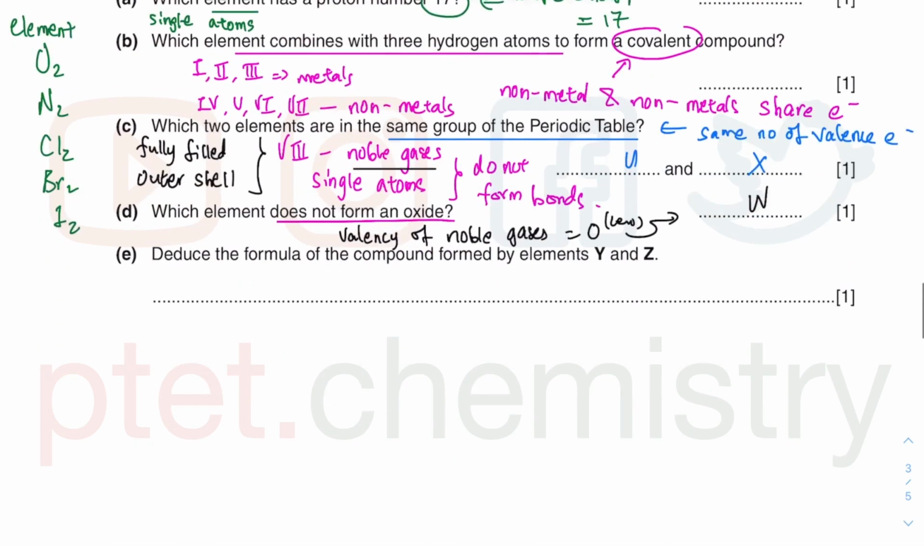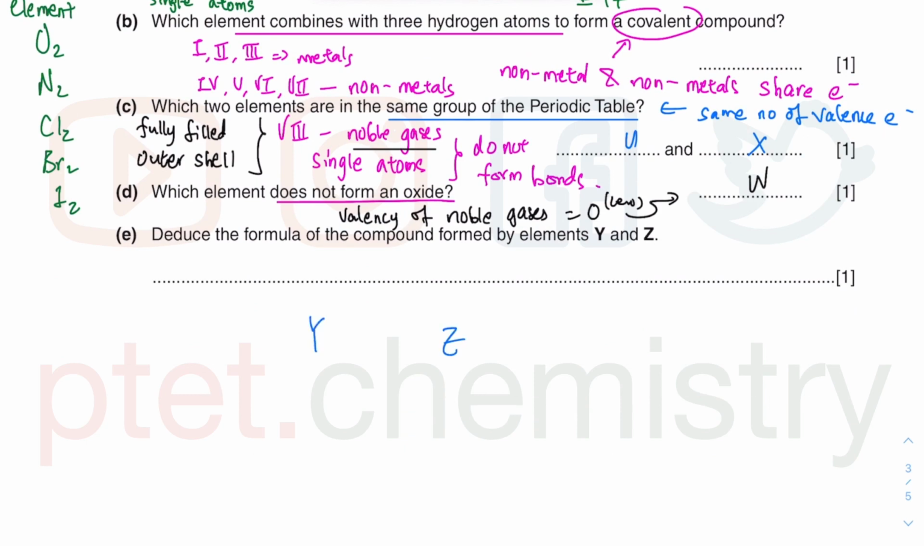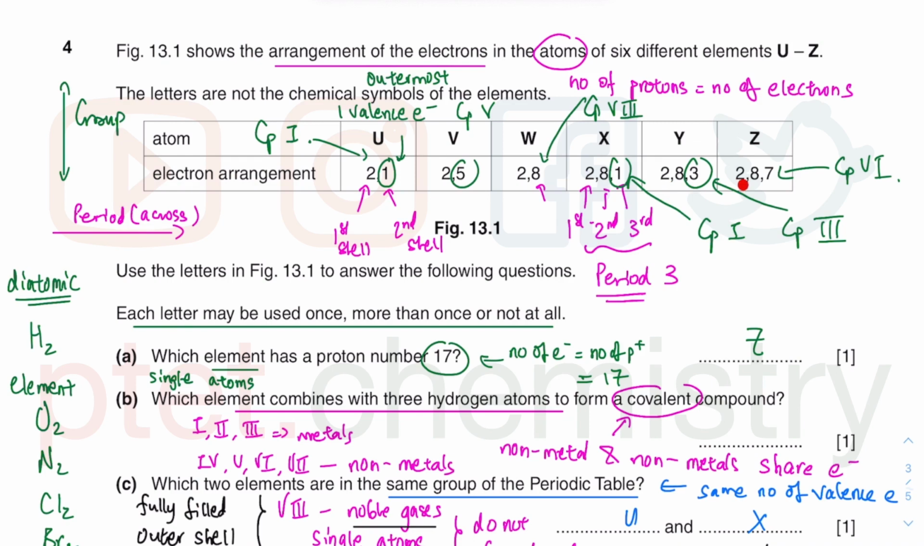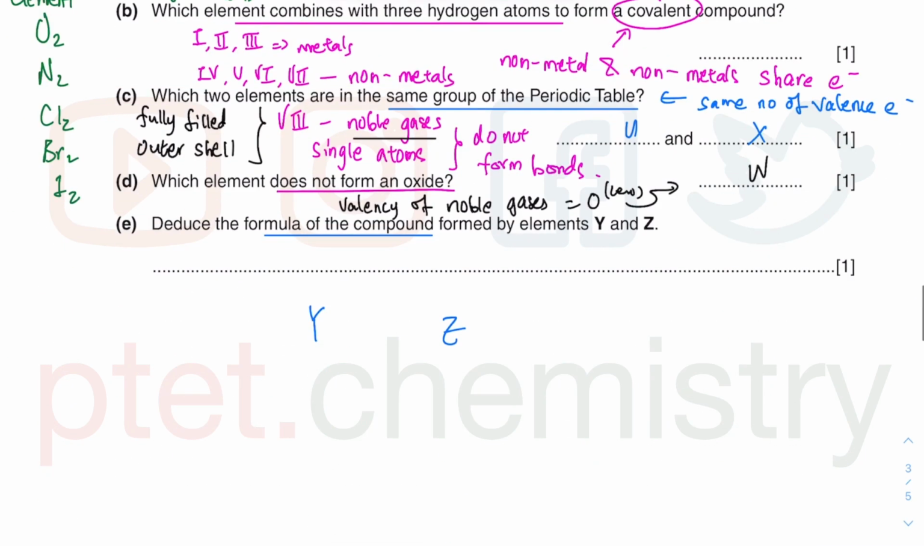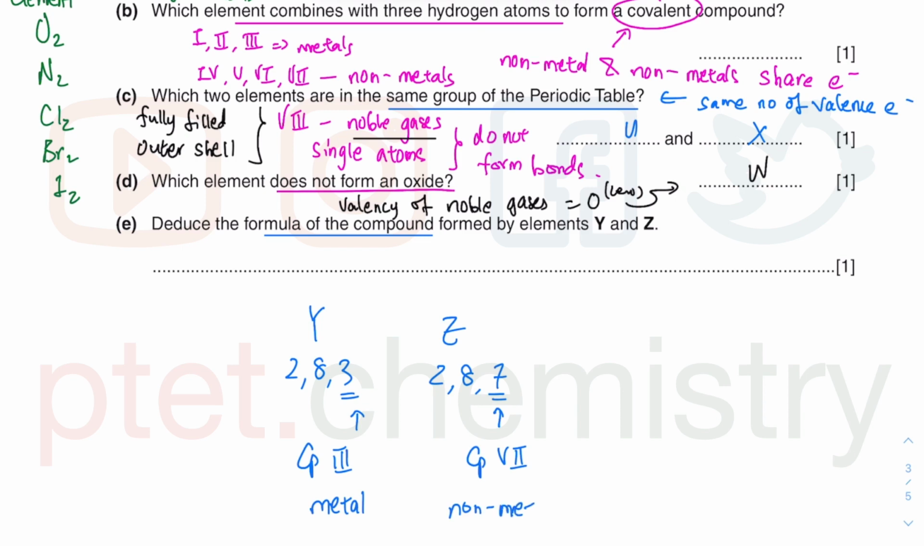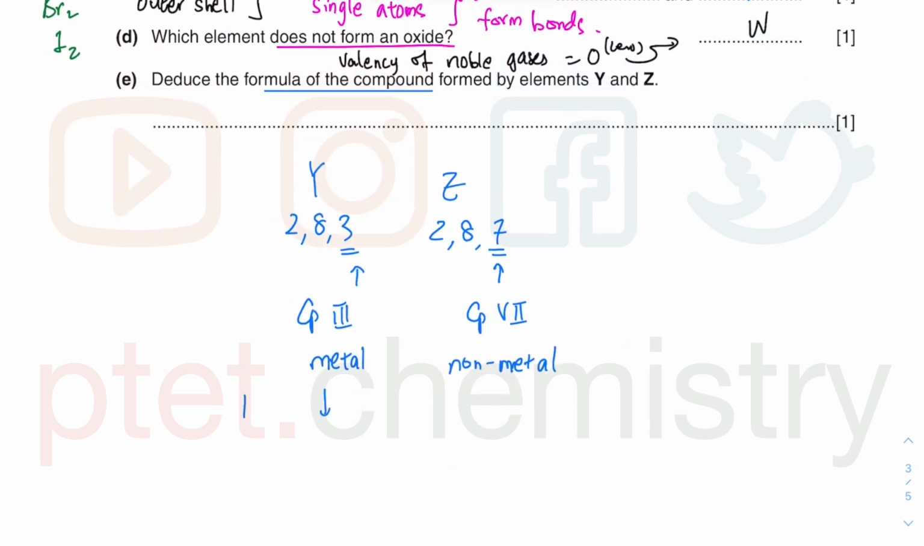On to the very last question, which I'll finish off now. So Y and Z, what is the formula of the compound? This is stated in our current topic on chemical formula. If you look at Y, it's 2,8,3 and Z is 2,8,7. By looking at the outermost shell electrons, I can see that this is group 3, a metal, and this is group 7, a non-metal. So we know that a metal loses electrons, and then you will get Y3+ because you lose the electrons, and it loses them to the non-metal.